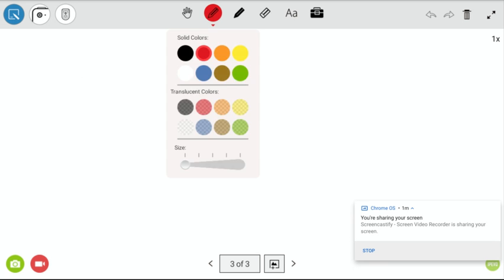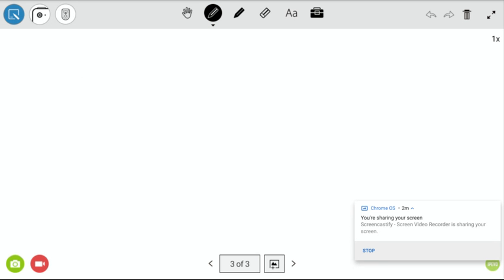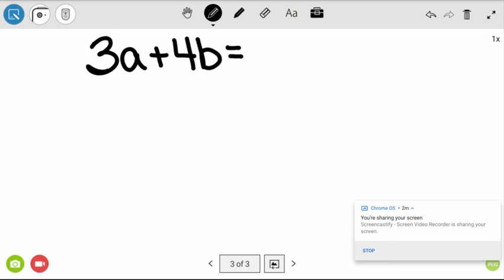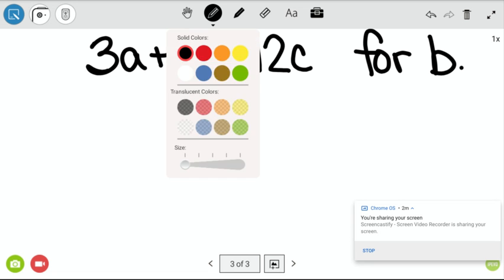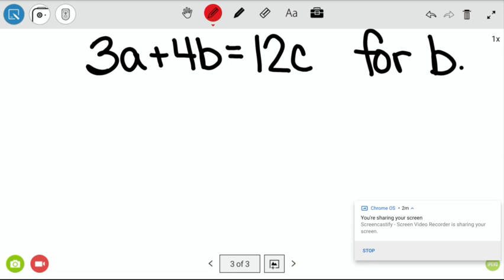So let's do some examples. All right, so this time, let's see. I'm making these up as I go, so just bear with me. We're going to do 3a plus 4b equals 12c. And we're going to solve this for b. So we have our equation. Our equal sign is still that barrier. And our job is to get the variable we want to solve for on the left. The variable we're solving for is b. So we're going to keep this one on the left.